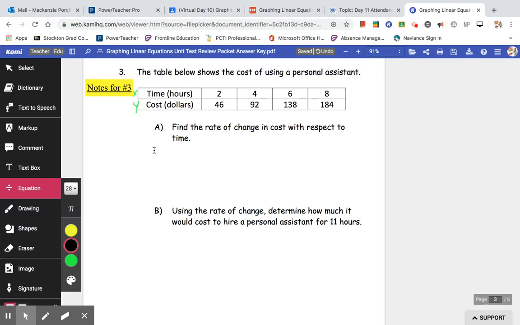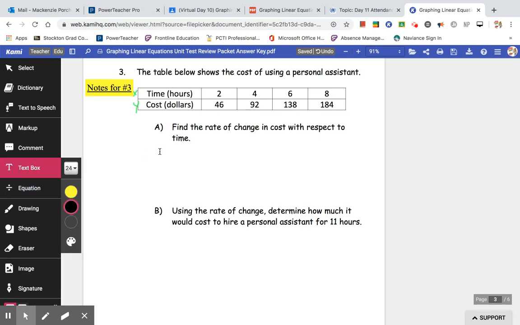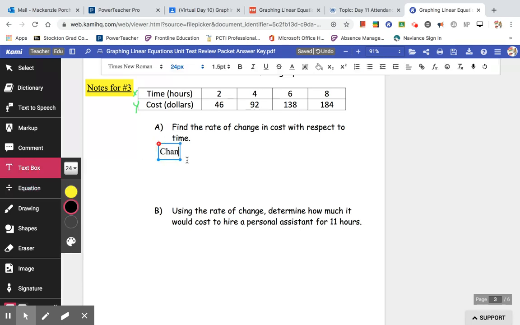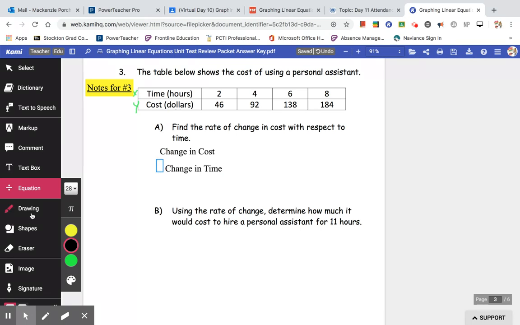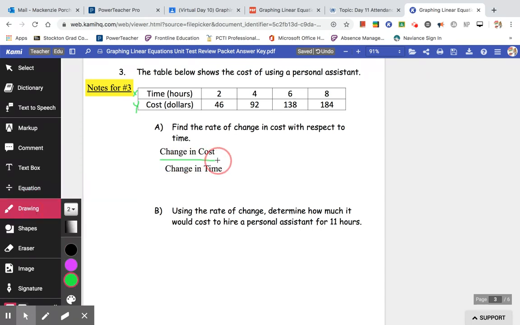So for the case of this problem, the rate of change is actually going to be the change. Here, I'll put this as a text box. The change in cost over the change in time. So change in time is always going to be at the bottom of these. So again, that's like a fraction. So if we're looking to find the change in cost, really what we're doing is subtracting any two y values, and then in the same order, we're subtracting any two time values.